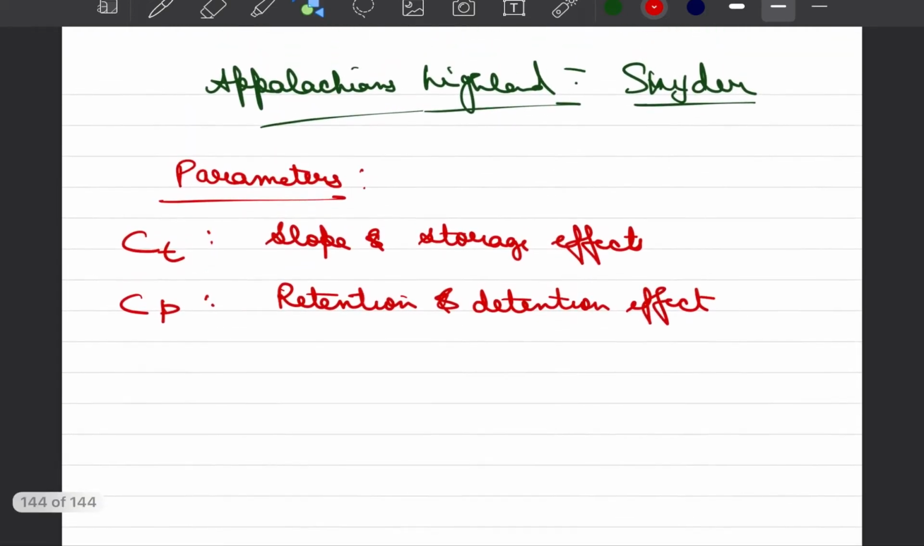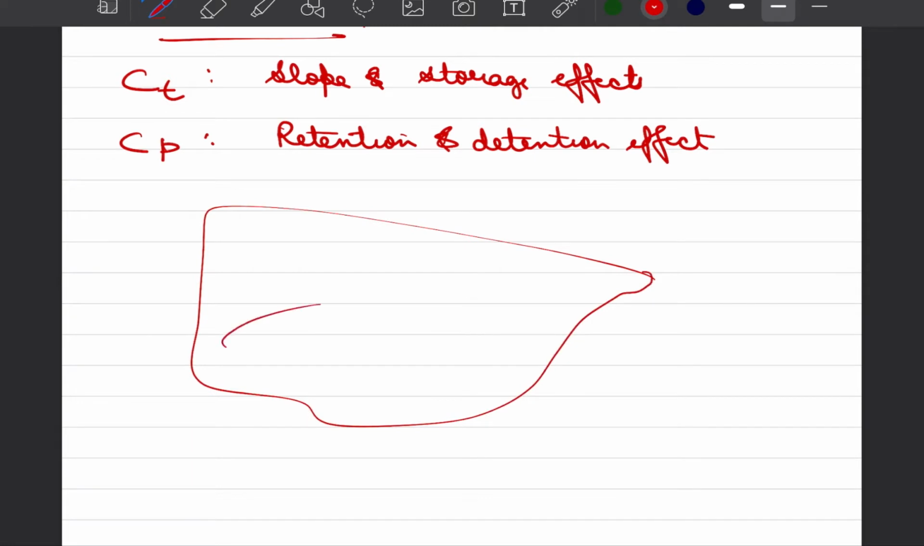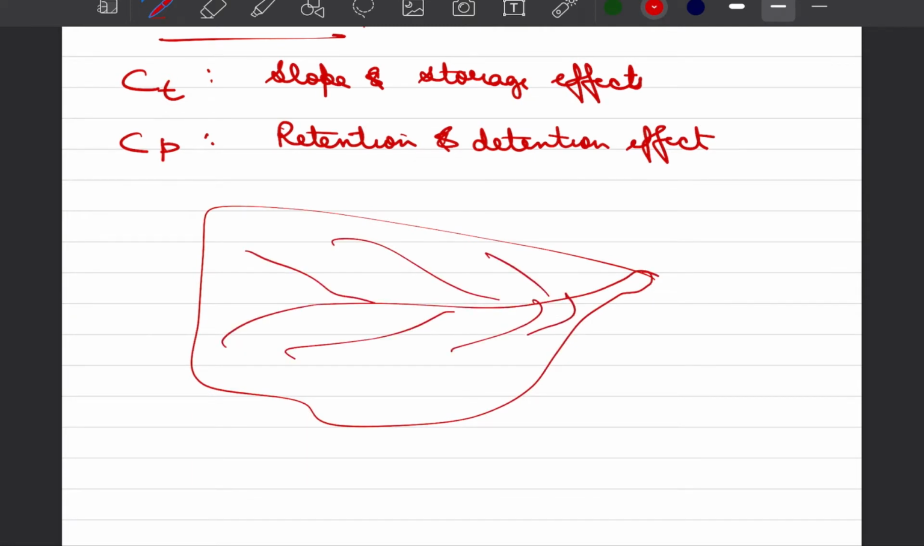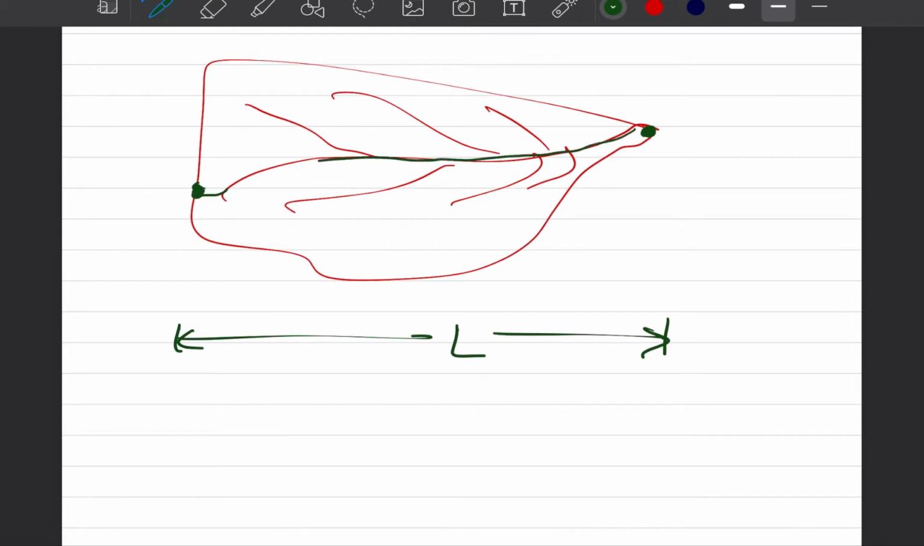In addition to these two parameters, CP and CT, let us consider a watershed which is going to have some stream networks. So there are two lengths on which the time of flow would depend. For example, what is the distance between the farthest point in the watershed along the channel? So, for example, this is the longest channel that we have.